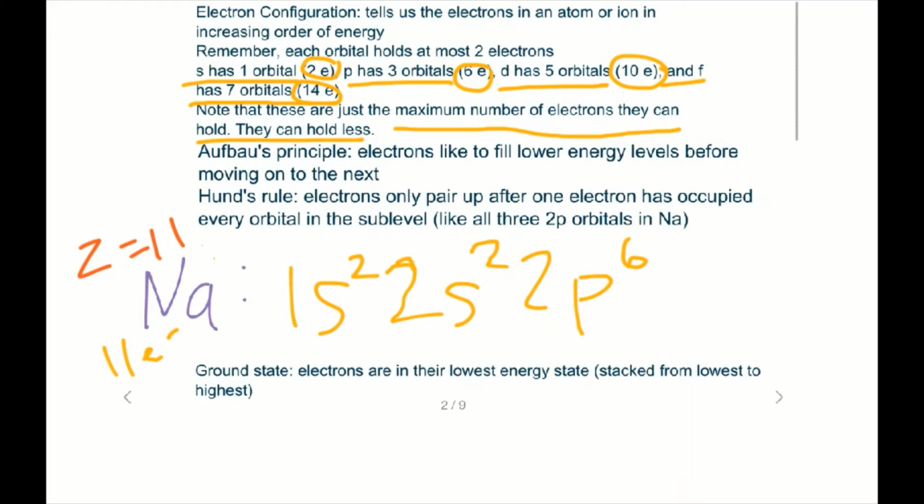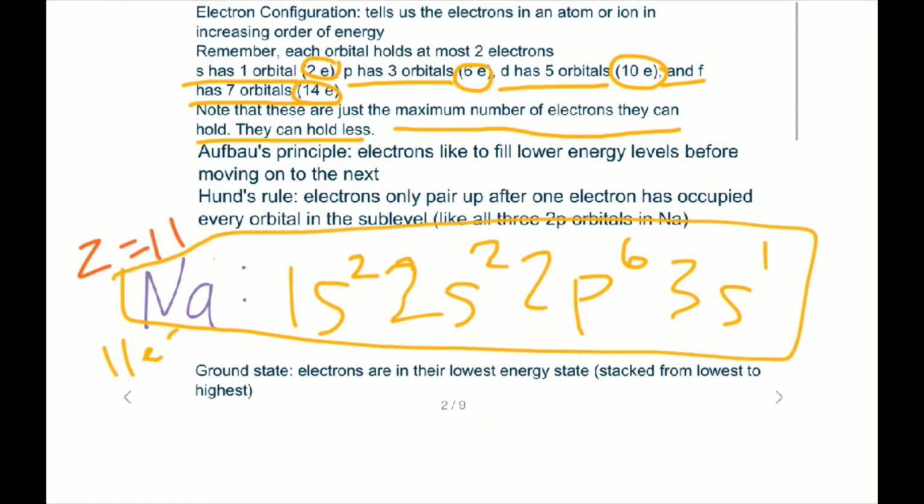And then last but not least, we have the 3s sublevel, and this can hold at most 2. But since we have only 1 electron left, because this is already 10, then we have to put a 1 there. And that is the electron configuration for sodium. So notice how this goes from the lowest to the highest energy level, and we only filled the electrons up to the amount that we had, which was 11.